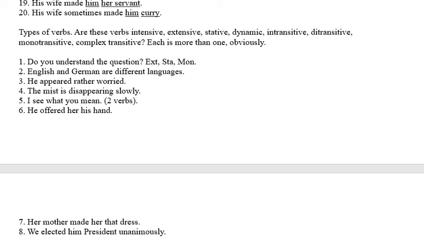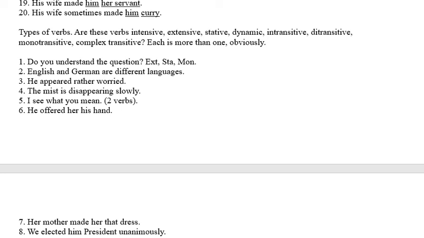He offered her his hand. That means that he, well, it could mean two things. It could mean that she needed some help, so he held out his hand to help her. Or it could mean that he asked her to marry him. So if someone offers you their hand, you should be careful before you say yes. So he obviously is a subject here. So we're left with the verb offered. Okay. Offered doesn't take a subject complement, so it's extensive.